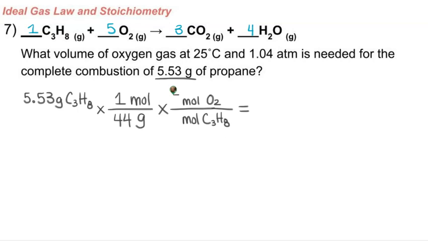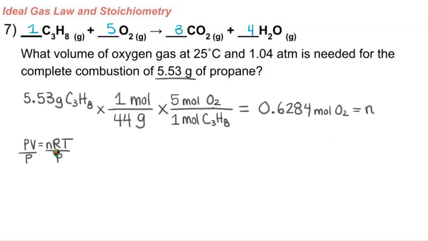We have 5 moles of oxygen for every 1 mole of C3H8. So now we can solve this out. 5.53 divided by 44 times 5 gives me 0.6284 moles of O2. And so that number of moles is going to be equal to our n in PV equals nRT. So let's go ahead and write out the ideal gas law. Now we need to isolate V, so I'm going to divide by P on both sides. So I get V equals nRT divided by pressure.